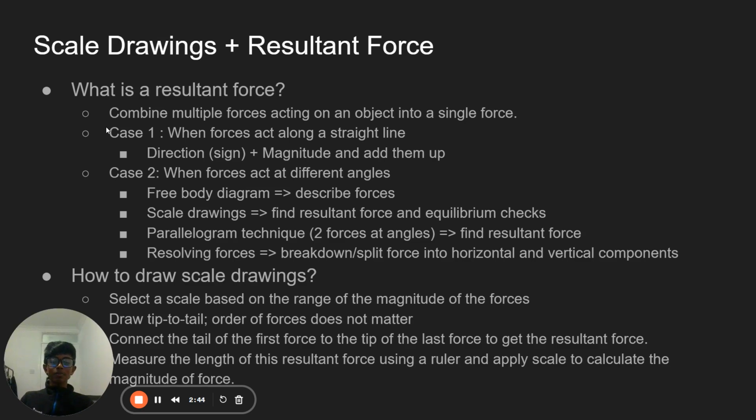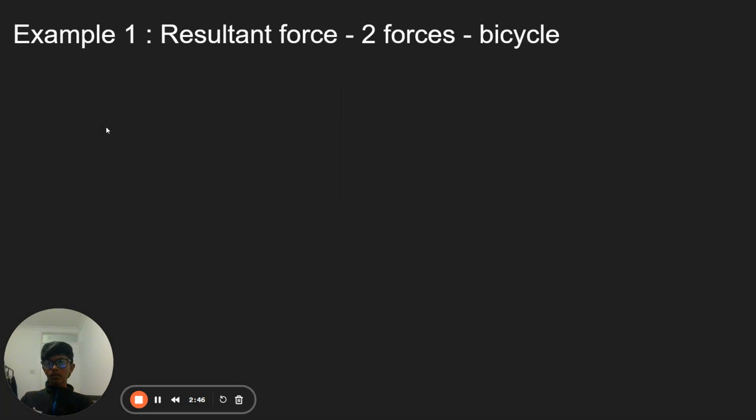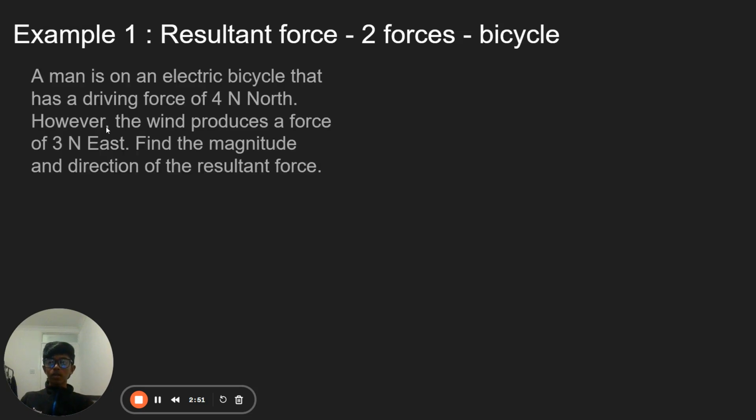Now let us do a simple question. Example 1. Resultant force. A man is on an electric bicycle that has a driving force of 4 newtons north. However, the wind produces a force of 3 newtons east. Find the magnitude and direction of the resultant force. Let us pick a scale. From the values 4 newtons and 3 newtons, the appropriate scale would be 1 newton is equal to 1 unit. A 1 unit line represents 1 newton.